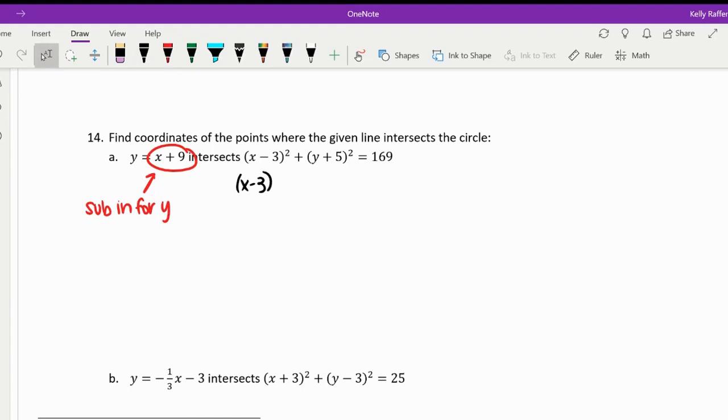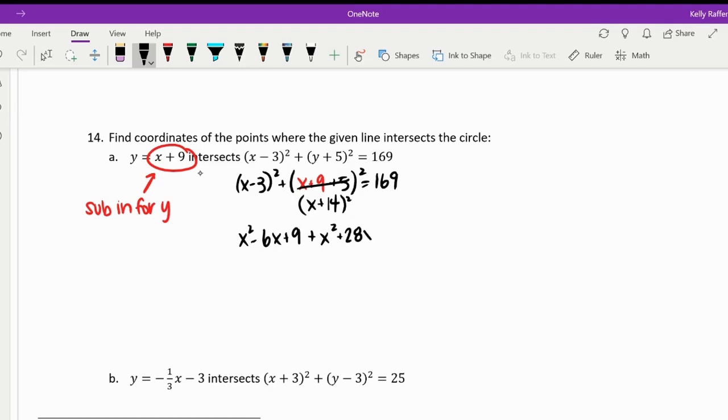So I've got (x - 3)^2 plus, I'll put it in red, y is x + 9. And then I'm going to multiply this through and simplify all that to solve. So this guy is going to be (x + 14)^2 to simplify. So I'll get x^2 - 6x + 9 plus x^2 plus 28x plus 14 squared, which is 196. And I'm going to keep simplifying here.